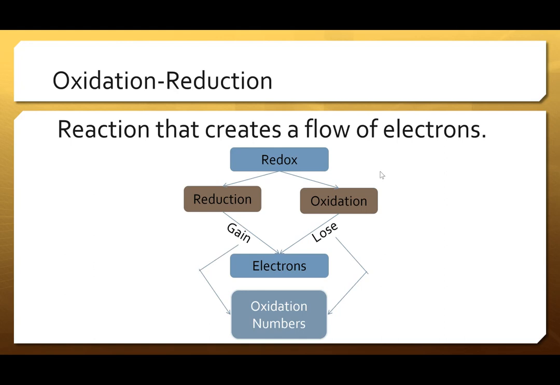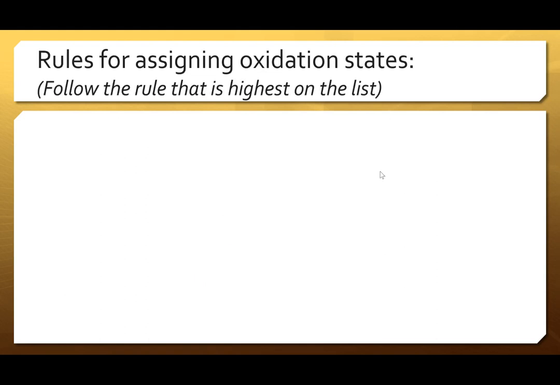How do we know who is gaining and who is losing electrons? Well, we're going to use something called oxidation numbers. So in this review session, I'm going to talk about how we assign oxidation numbers, just to remind us how those get assigned. And then we're going to look at a couple of examples of chemical reactions and see how those oxidation numbers change across the reaction.